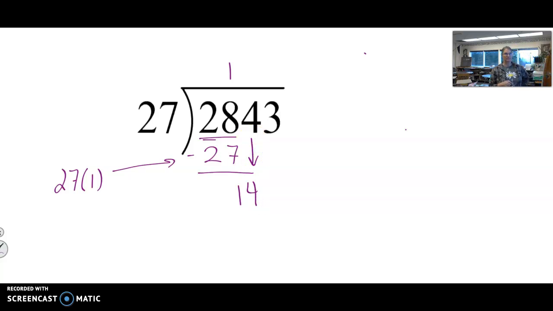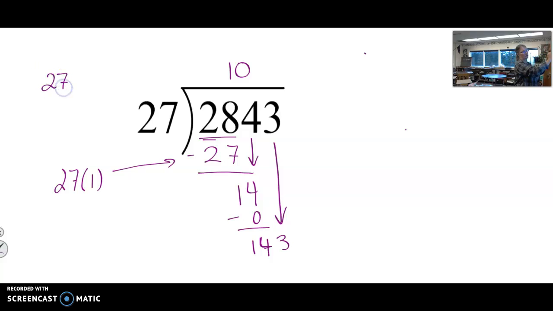Well, 27 doesn't go into 14, so we put a 0 up here. It goes in 0 times, and we get 0. 27 times 0 is going to be 0. And bring this down, you get 14, and then you bring the 3 down, and we subtract there. And then you look at, okay, well, 27 goes into 143 how many times?